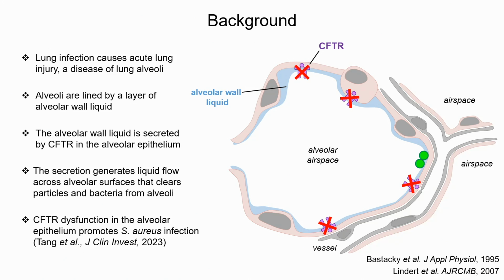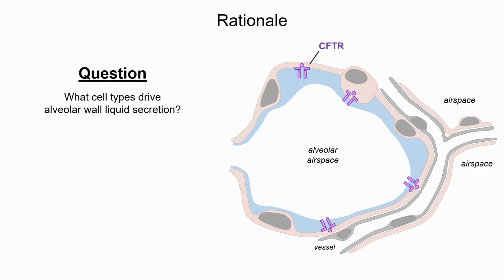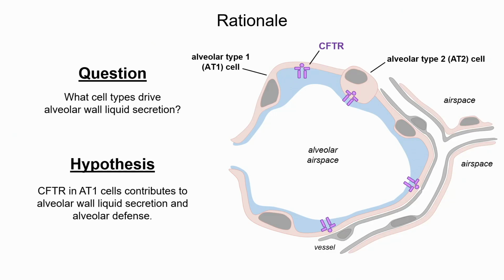And so next, we wanted to know, what cell types in the alveolar epithelium drive alveolar liquid secretion? Evidence from published literature has shown that alveolar type 2 cells are important, but what about the alveolar type 1 cells? Since alveolar type 1 cells do express CFTR and they make up nearly all of the lung surface area, we considered the possibility that CFTR in alveolar type 1 cells contributes to alveolar wall liquid secretion and alveolar defense.